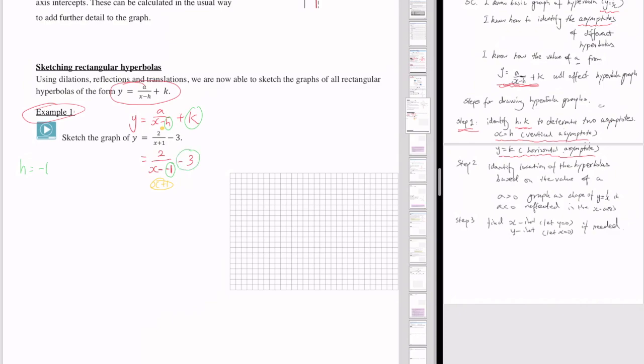Now using step 1 to help you, the asymptotes are: x equal to h, which is equal to -1, which is going to be my vertical asymptote, and y equal to k, which is equal to -3, which in this case is going to be my horizontal asymptote.